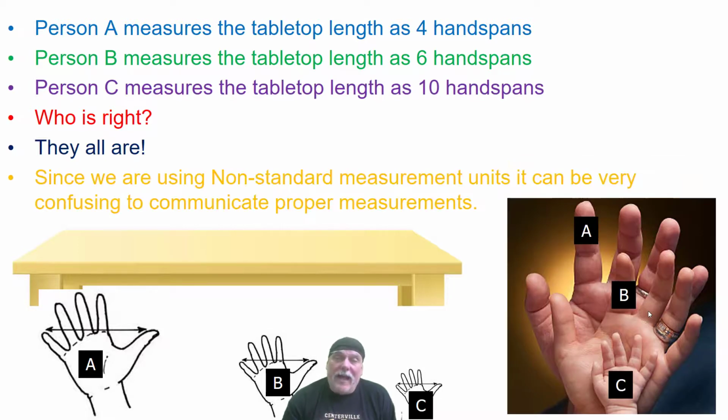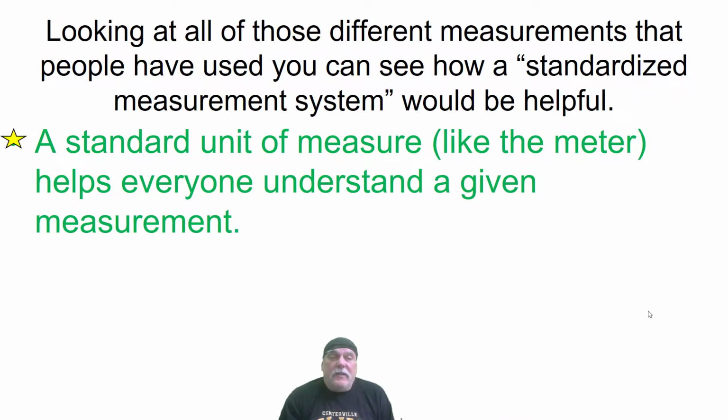Since we are using these non-standard measurement units, it can be very confusing to communicate proper measurements. So if I were to build this tabletop to try to repeat it, and somebody told me it's 6 hand spans long, I might have a real difficult time doing that because I don't know whose hand span we used. Mine, person A's, person B's, person C's, makes a big difference, doesn't it? So as we can see, using a standardized measurement system with standardized units would be very helpful.